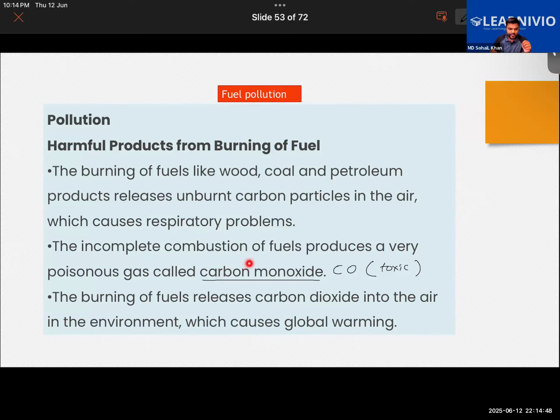When the fuel does not get enough amount of air, incomplete combustion will happen and this gas will be released. So it can lead to death also.